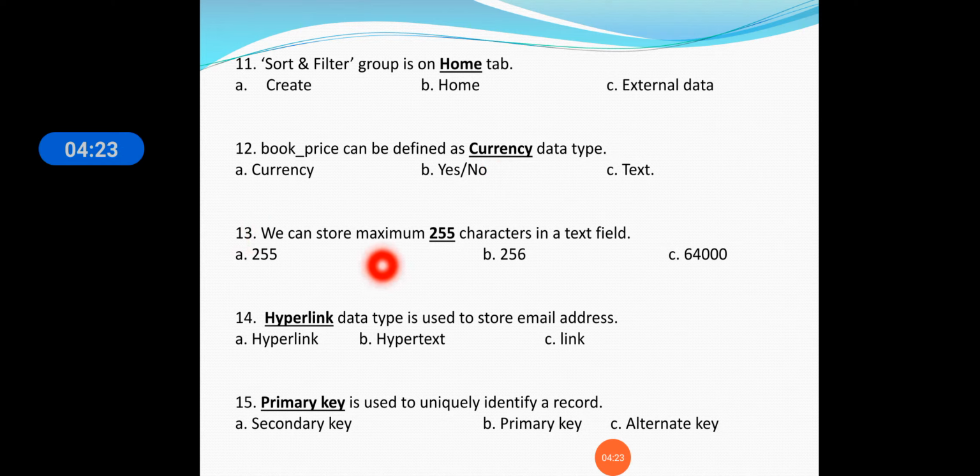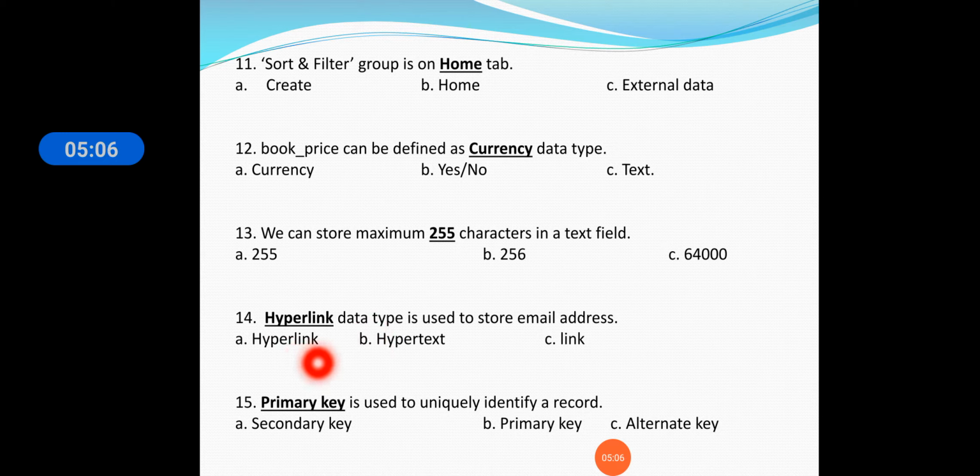Thirteenth one, we can store maximum dash characters in a text field. A 255, B 256, C 64,000. So answer is 255 characters. So 255 characters can be stored in the text field. Fourteenth one, dash data type is used to store email address. A hyperlink, B hypertext, C link. So answer is hyperlink here. Hyperlink is used to store email address. You can go from one place to another by the use of a link. You use links in Google Classroom, like that you can store a hyperlink as an email address.